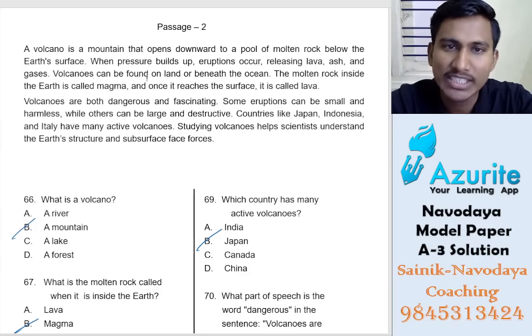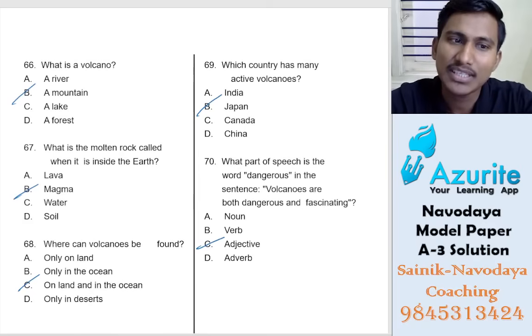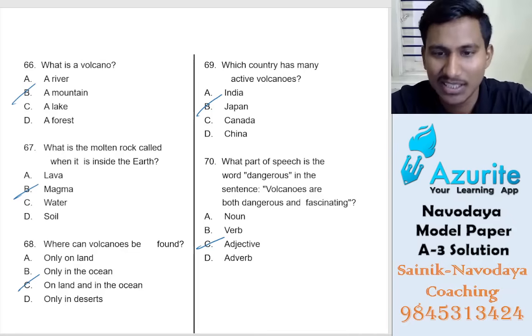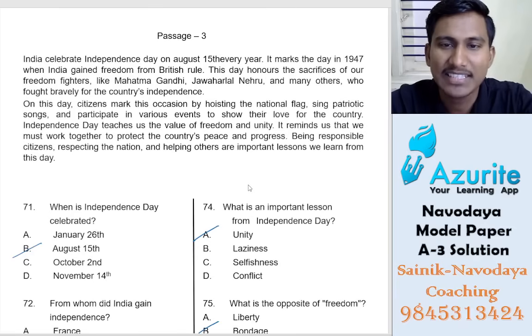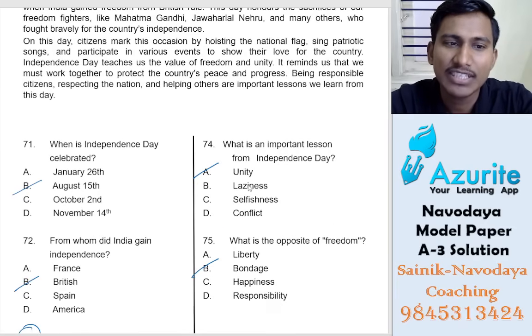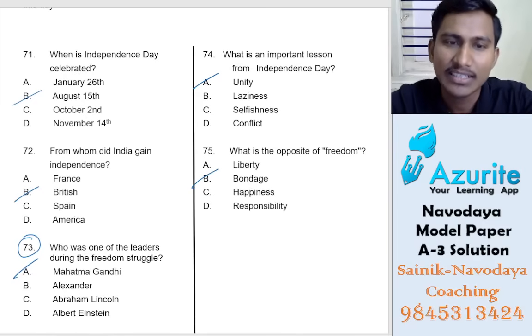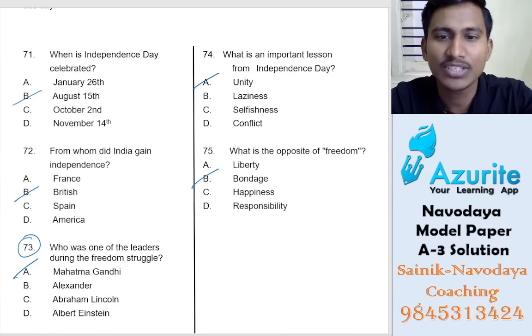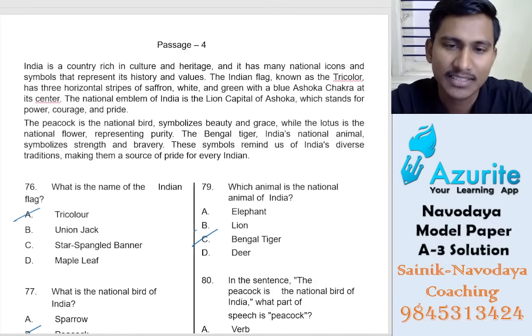So now passage 2 here. Students, passage 2 is this, and the answers are 66 is B, 67 is B, 68 is C, 69 is B, 70 is C. Okay. So next is passage 3 here. So passage 3 answers are 71 is B, 72 is B, 73 is A, 74 is A, 75 is B.